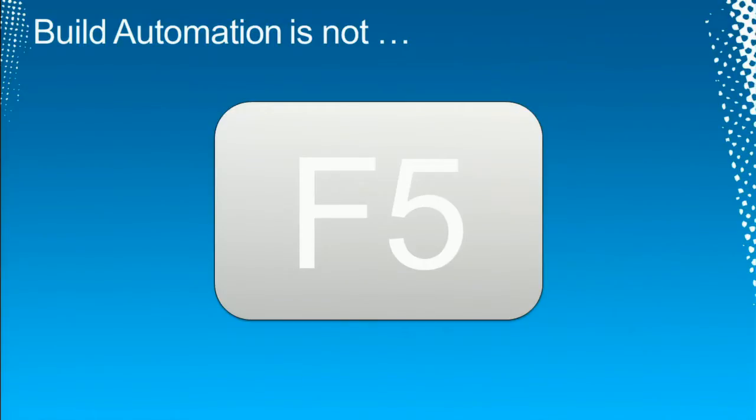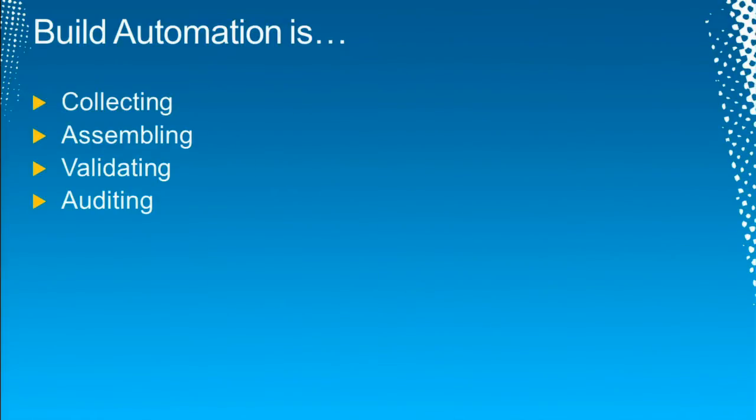So since we know it's not F5, what is it? Well, Martin and I came up with this idea that it's KAVA: collecting, assembling, validating, and auditing. The idea is that number one, you want to collect all of the assets at the current point in time that make your application up. So in the beginning, that might not be very much. You might be lucky enough to be able to compile out a DLL and an EXE, or maybe a couple web pages in a DLL.